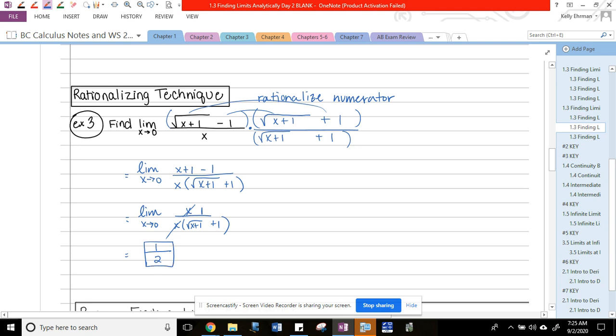And if you're unsure of that, you can check these for now. You can't do this on test day, but you can check these in your graphing calculator. Plug the original function into your graphing calculator and see what it looks like. Does it look like it's approaching 1/2 at x equals 0?